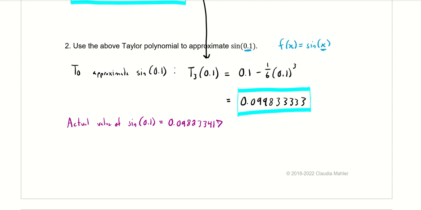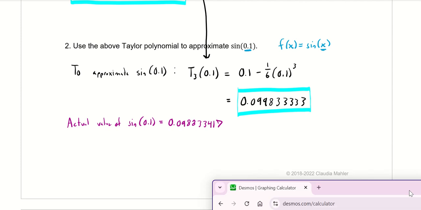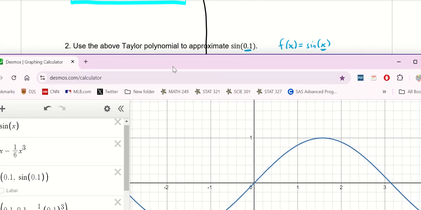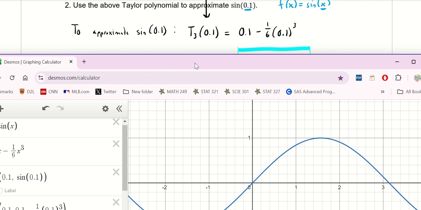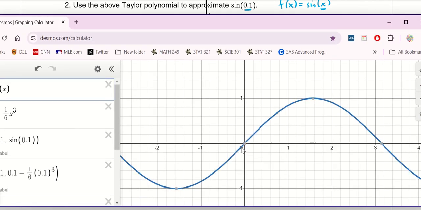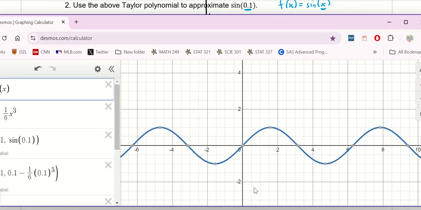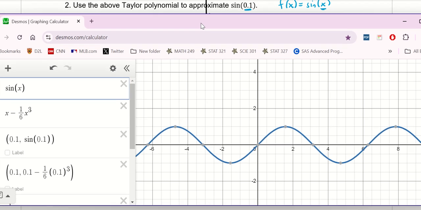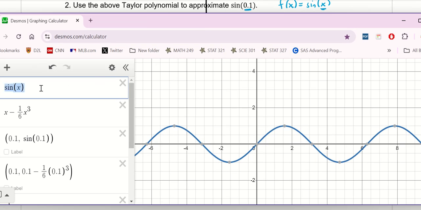Let's look at this visually, because again, I think visualization helps a lot with this sort of thing. So what's our original function? Our original function is sine of x. If I go to Desmos and plot the sine of x, I get this. Here's my sine wave in blue. That's my sine of x.